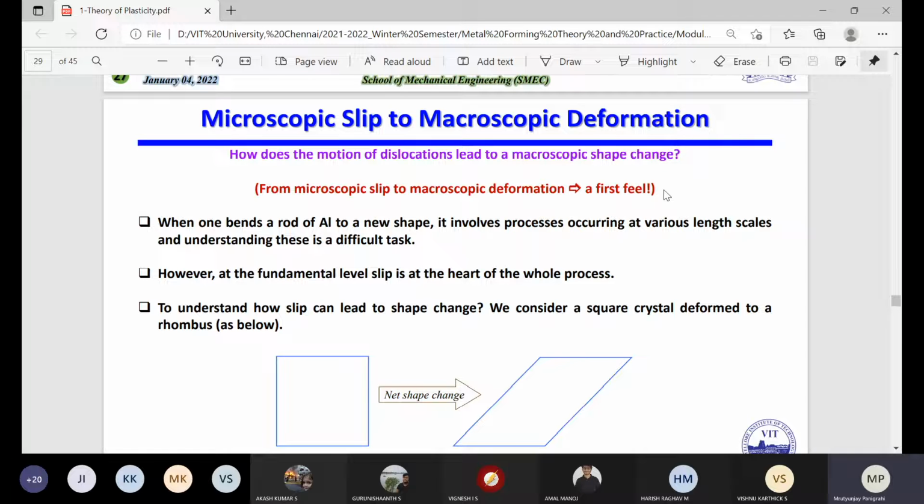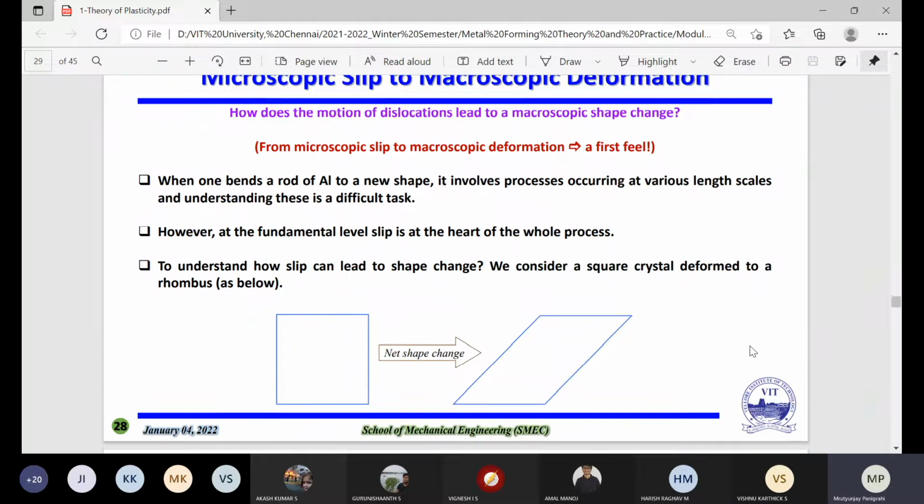Okay, so that means from one shape to another shape, how actually it is changing. I put one example: when one bends a rod of aluminum into a new shape. If you have an aluminum sheet, let's say a square shape, but you want to make it a rhombus-like structure, how will it be made? Your net shape change will be from this square to a rhombus-kind structure.